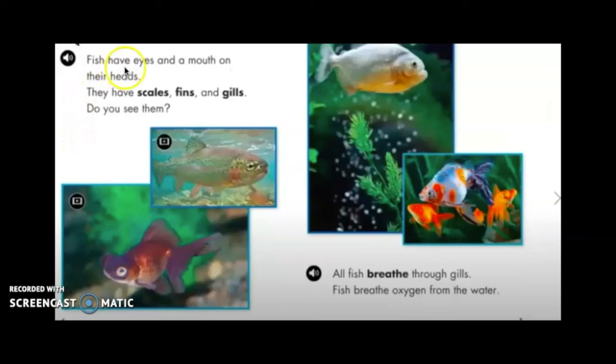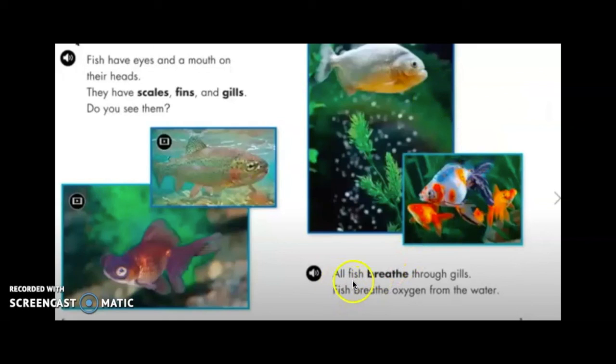This says fish have eyes and a mouth on their heads. They have scales, fins, and gills. Do you see them? You can see the scales and the gills right here. They have eyes and a mouth like us, but they don't have a nose like we do. That's different. The eyes and the mouth are the same. Scales, fins, and gills are also something that we don't have. That's how fish are different from us.